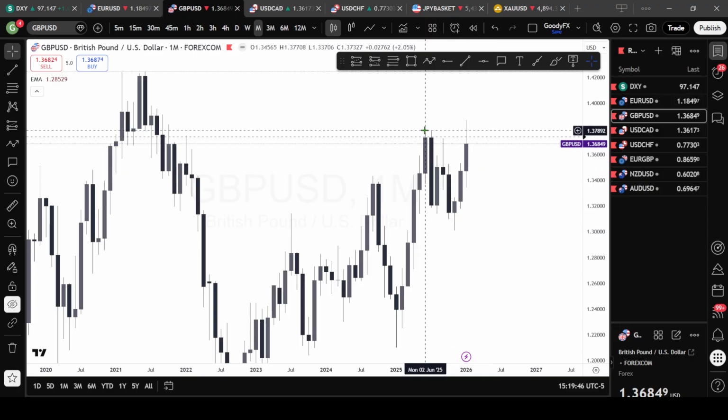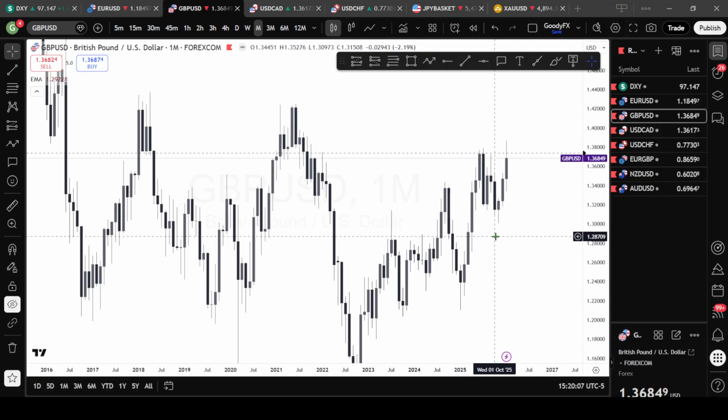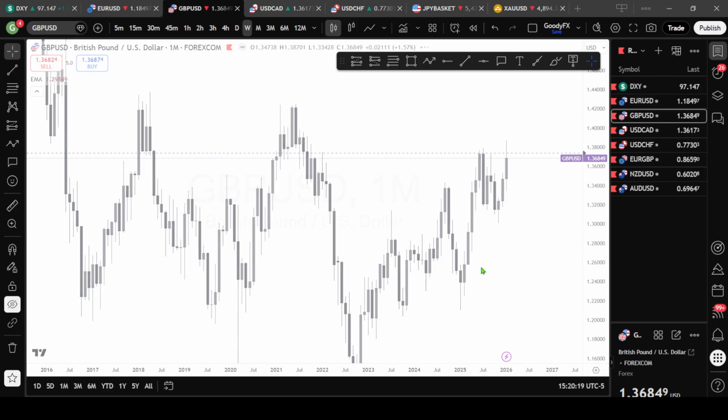GU has taken out buy side liquidity, as you can see on the monthly time frame. It swept this high and rejected back below it. So that's a sweep. So now we should be looking for price to gravitate towards internal range liquidity on the monthly. But long term, I'm still bullish on EU. I'm still bullish on EU to target this high here. You can check out my previous video, I explained why I'm still bullish on EU long term.